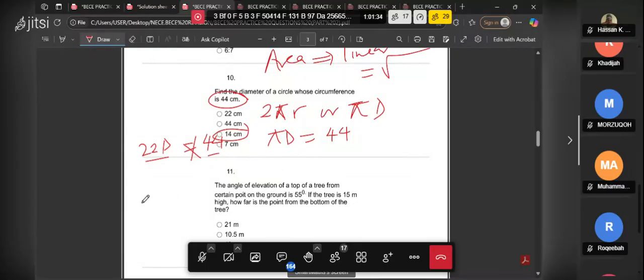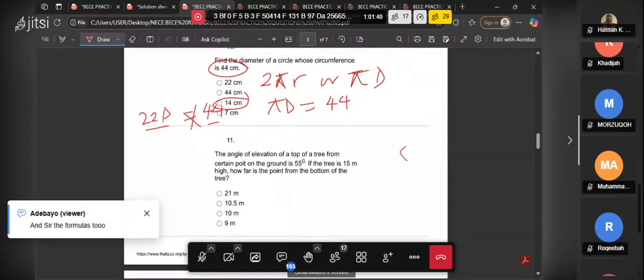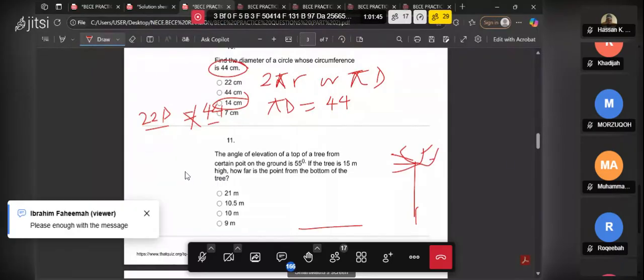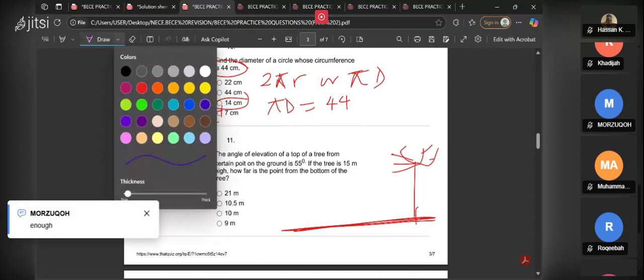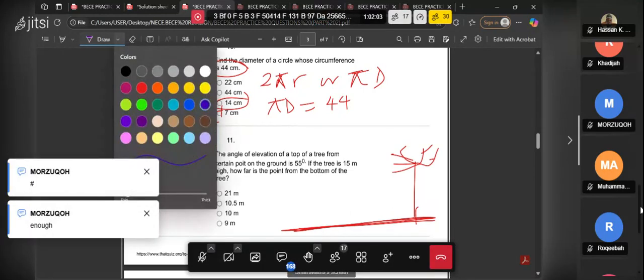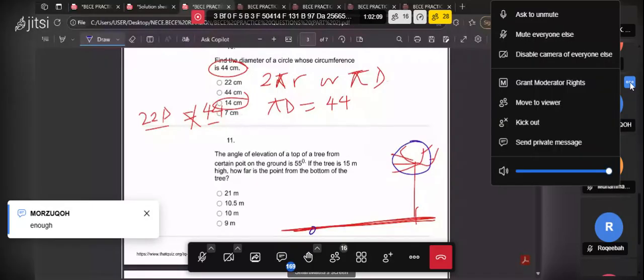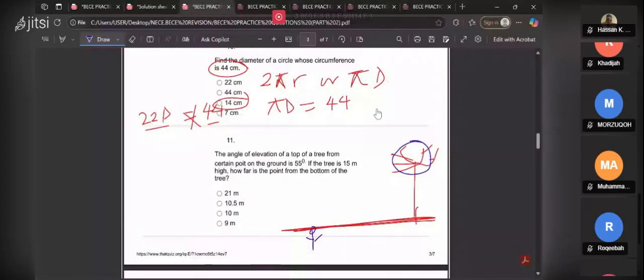So the angle of elevation of the top of a tree, we have a tree here. This is horizontal ground level. This is the top of the tree here. Someone is at the ground level here. You want to look at the tree. You look up like this. This angle here is 55 degrees.